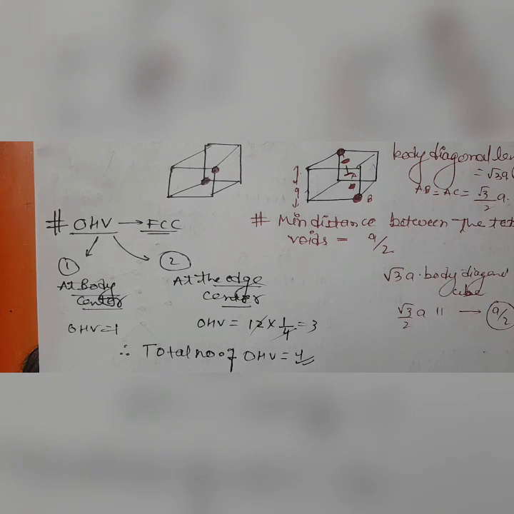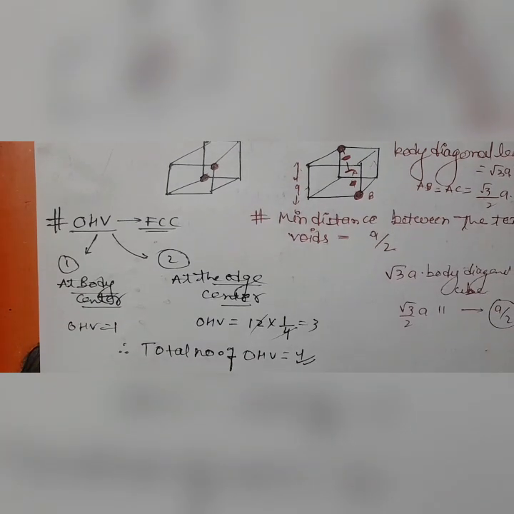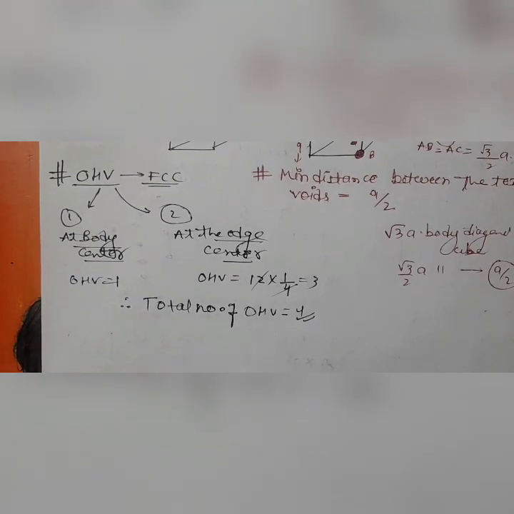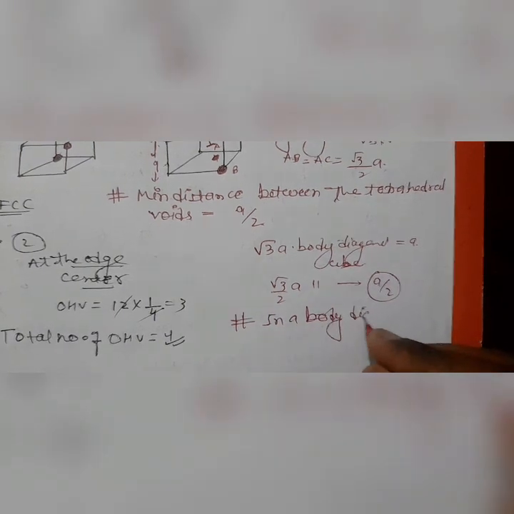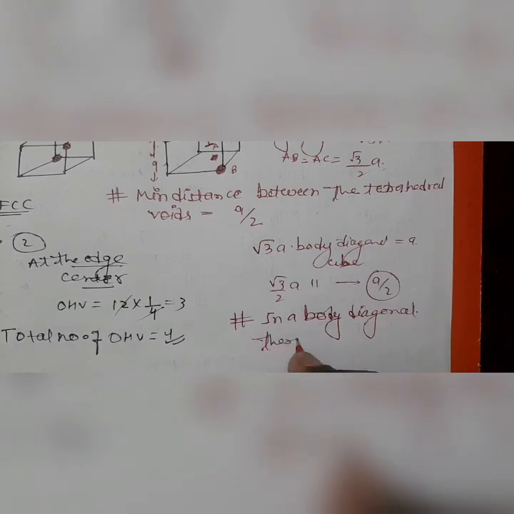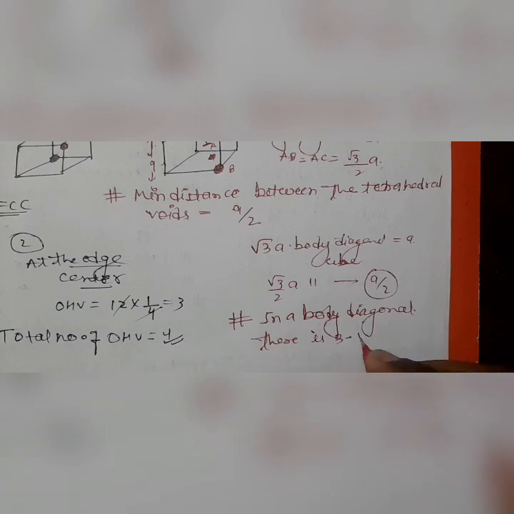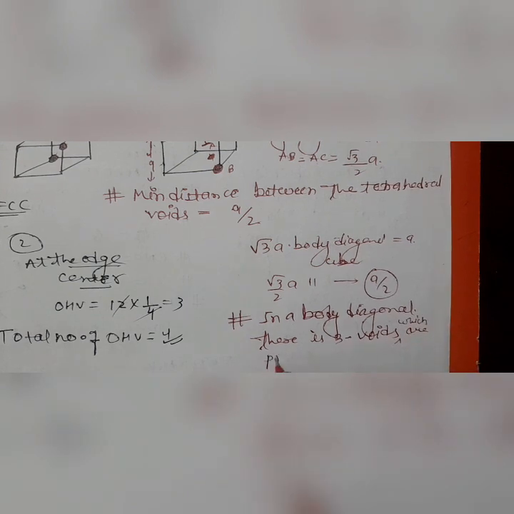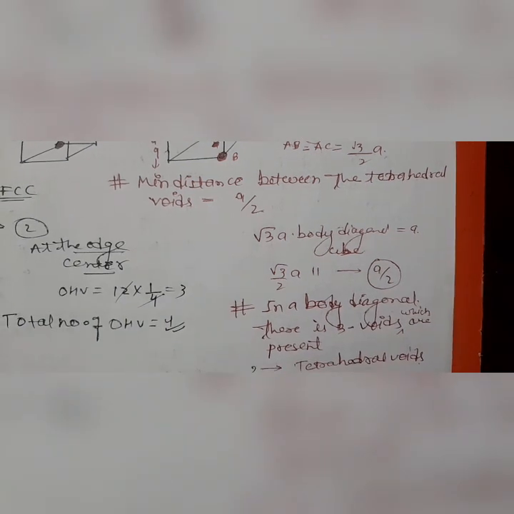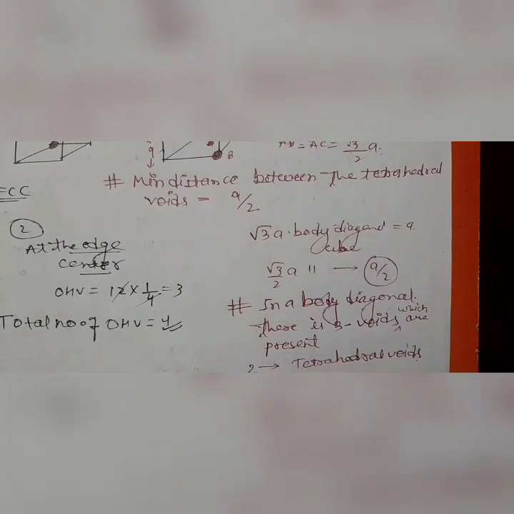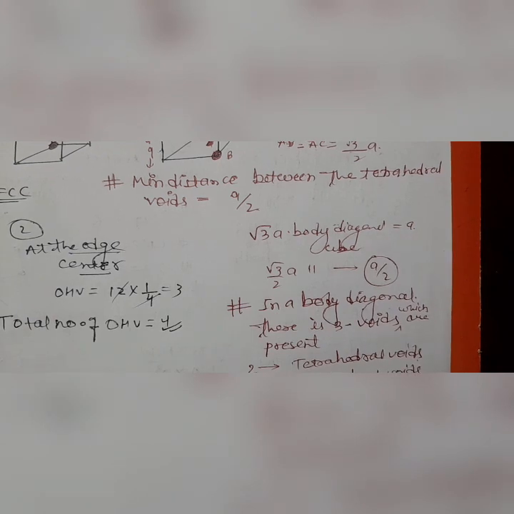Now we have to study another thing, that is the radius and the relation of the coordination voids. Before coming to that, the point I want to mention is that in a body diagonal there are 3 voids, in which 2 are tetrahedral voids and 1 is an octahedral void which is present at the center of it.